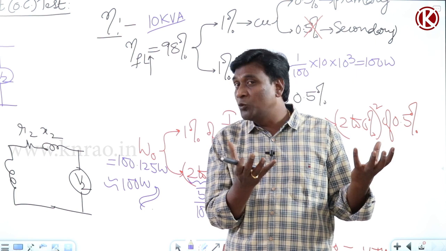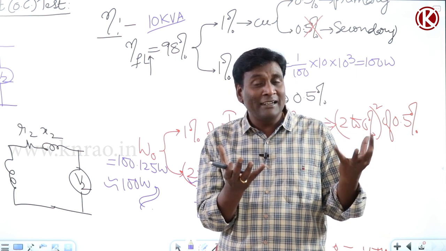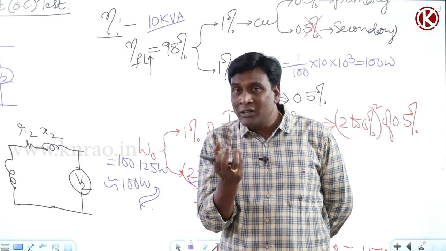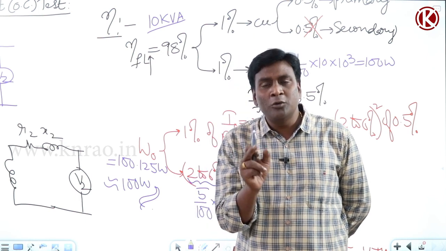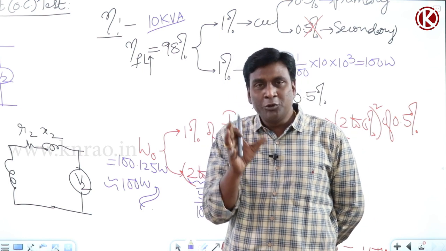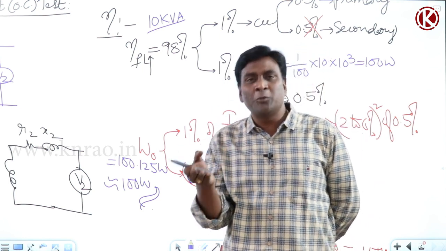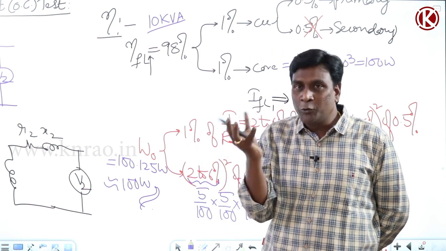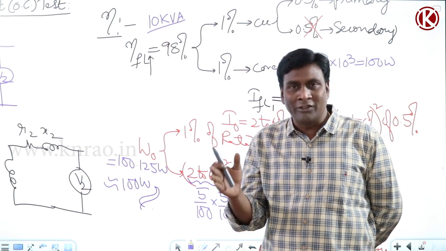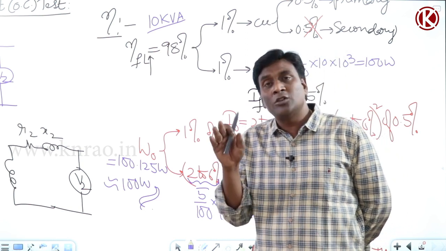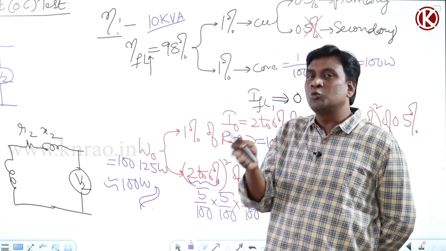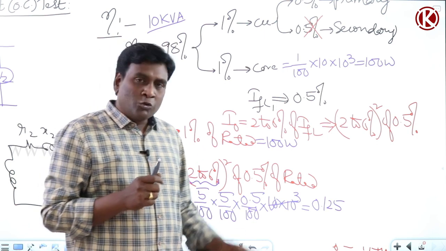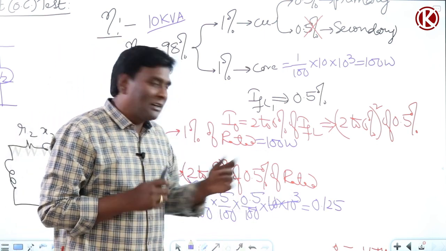Now, in OC test conditions, how much is the secondary copper loss? Zero. In the primary, if you inject full load current, it is 0.5%. If you inject half full load current, it is half square of 0.5%. If you inject 1/4 full load current, it is 1/4 square of 0.5%. What is the no load current? 2 to 6% of full load current. So if you inject 2 to 6% of full load current, copper loss in the primary winding will be (2 to 6%) square of 0.5%. So about copper losses, we got the clarity.